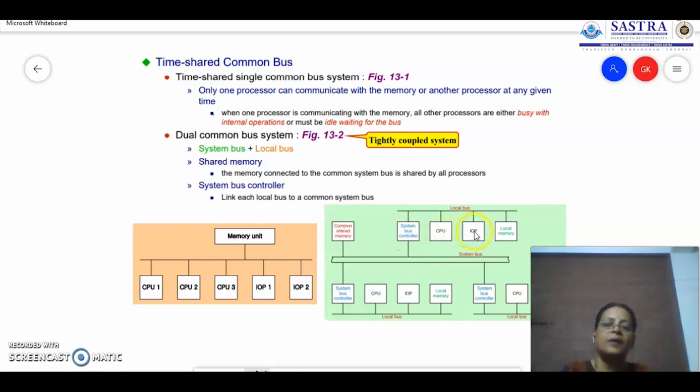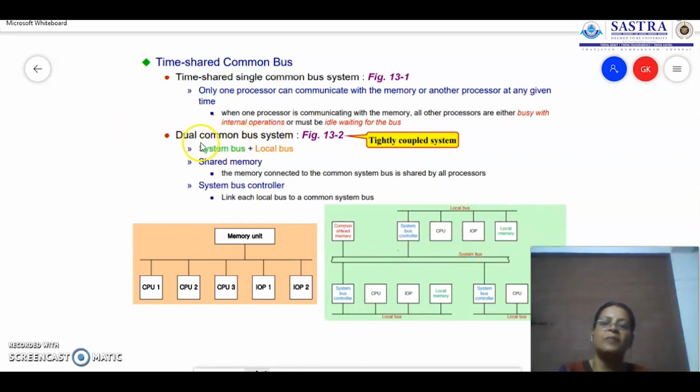Every CPU and IOP will have its own local memory connected by the local bus, and if they need to get connected with the common shared memory, they have to do it only through the system bus controller. So like this we can have different sets of arrangements, and all these local buses will be connected to the system bus. So that's what we mean by dual common bus system.